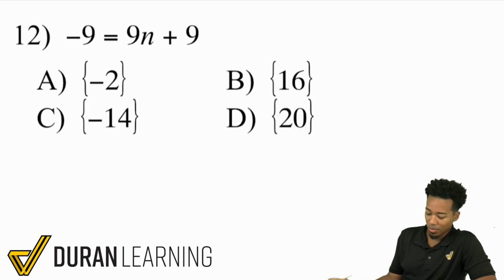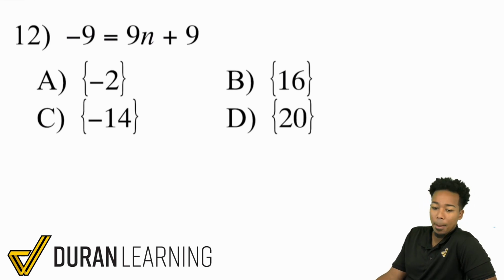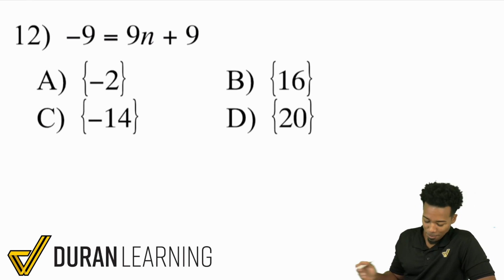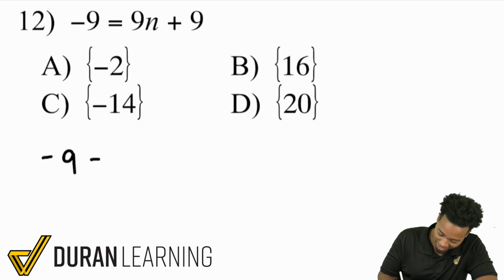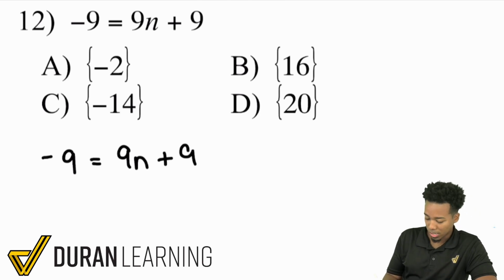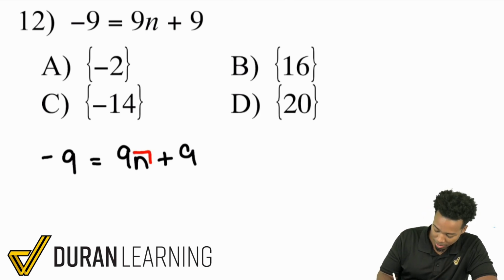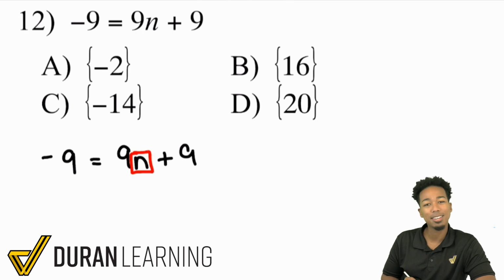So here we go. We have -9 equals 9n plus 9. That's a lot of 9s. But let's go ahead and map this out for ourselves. Here we go. -9 equals 9n plus 9. So what I notice is that my objective is to get that n by itself, right? I want to get that n by itself.